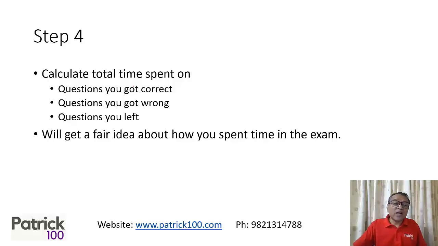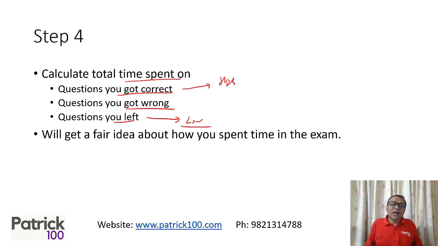Fourth step, calculate the total time spent on the questions you got correct, got wrong, and left. Now you've already gone through those questions, you know the time you spent on each question. Add the times and note down: this is the time I've spent on correct, on wrong, on left. Ideally, the time you spend on correct should be high. The time you spend on questions left should be low. Left are ones where you did not get the answer and you wasted time. So learn to leave questions as quickly as possible, difficult questions which you're not able to solve.